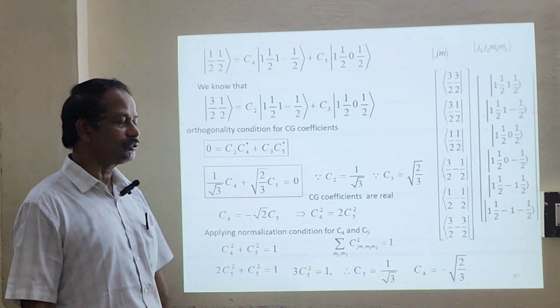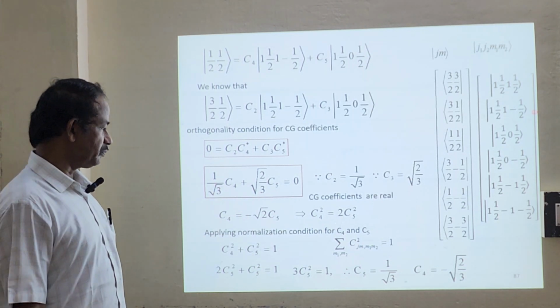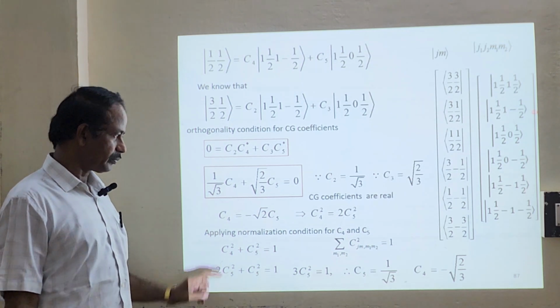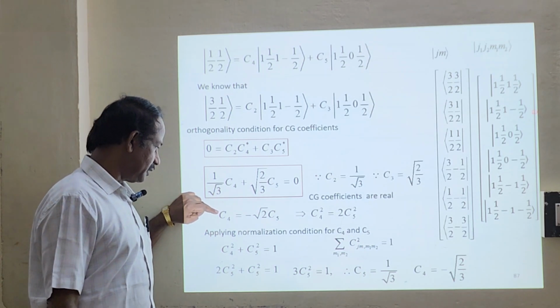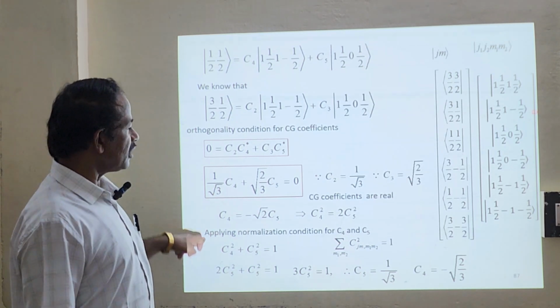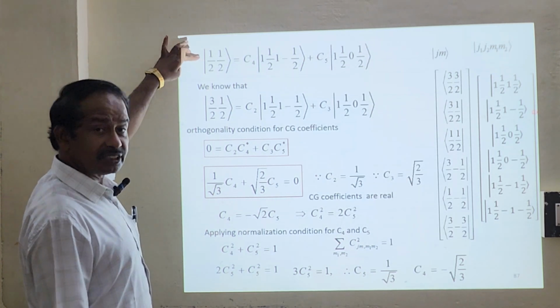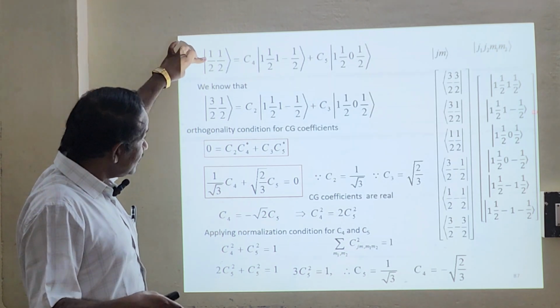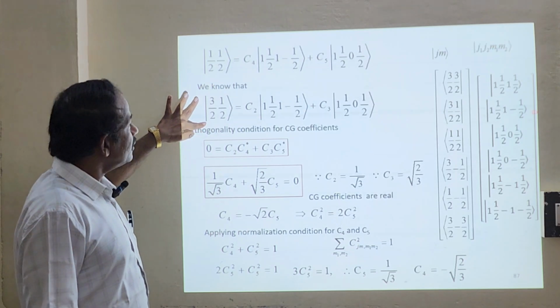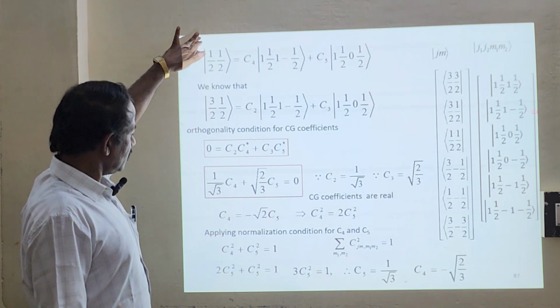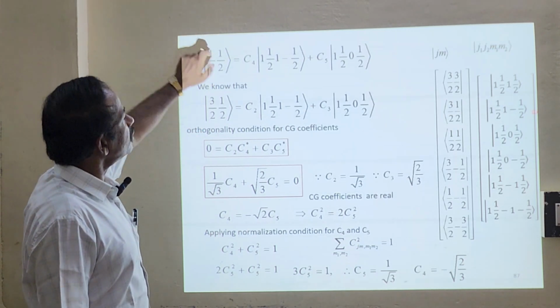Squaring on both sides, that will give C4 squared equals 2 C5 squared. Is it okay? Is it very simple one? Okay, now you have squared. So now applying the normalization condition for C4 and C5. You just apply the normalization condition for this alone.